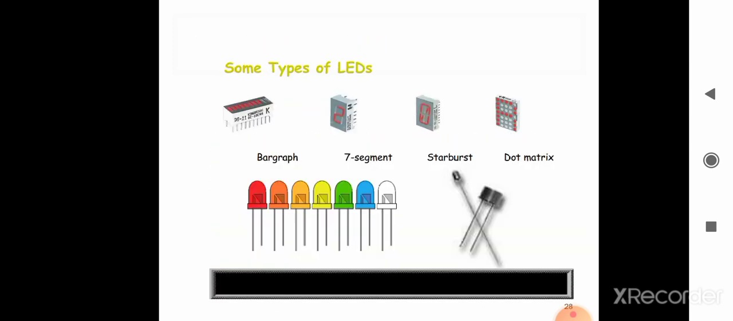Then you can see the pictures of some LEDs. The above pictures of LEDs are used to display the numbers in digital circuits, and these are some references for LEDs.